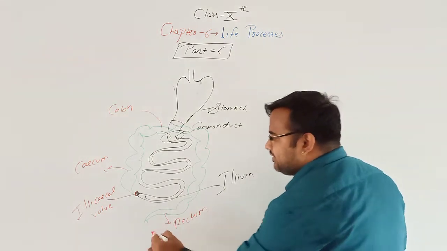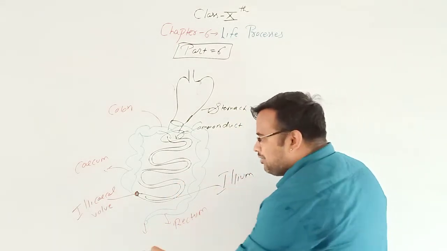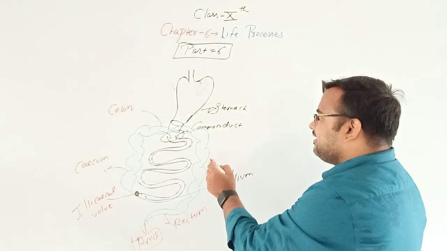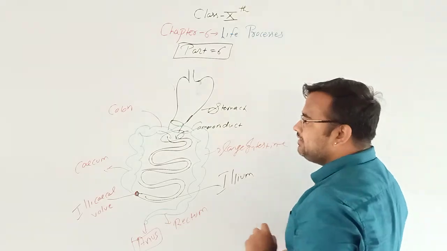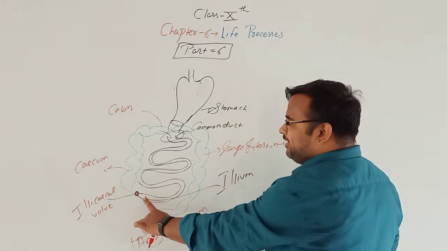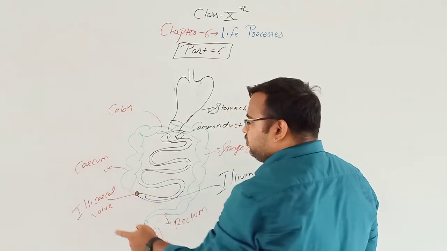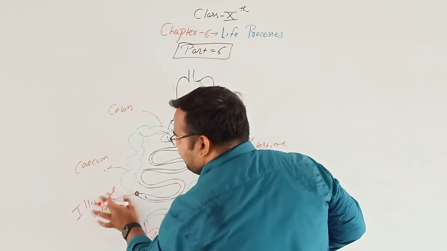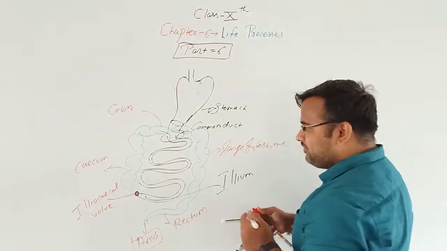The final part is known as rectum, and the final end point from where the digested food is excreted from our body is known as the anus. Now see, this is the large intestine. The large intestine comprises three parts: cecum, colon, and rectum. The last part of the small intestine is ileum, and the first part of the large intestine is cecum. So from ileum and cecum, the combined name is ileocecal wall.